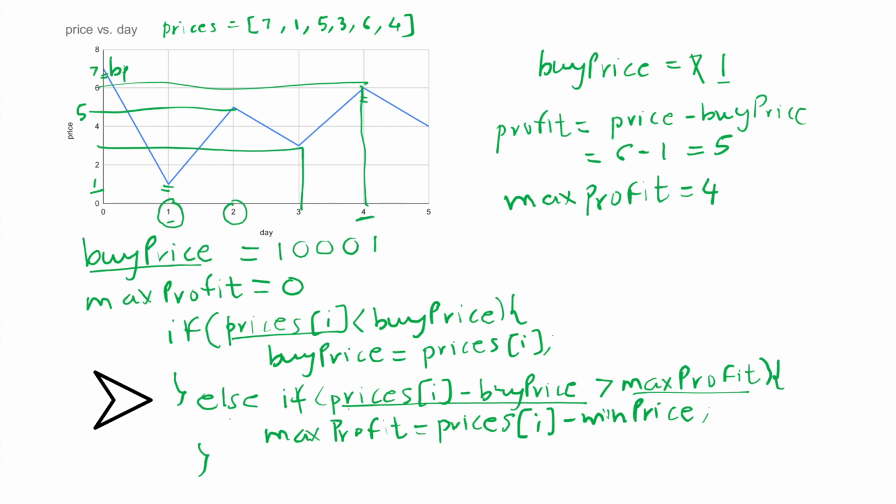Now 5 is greater than our max profit 4. So that means if we sell on day 4, we can earn a greater profit. So we set max profit to 5.